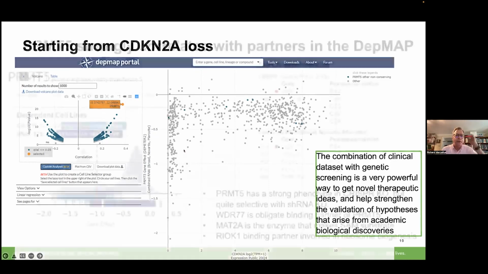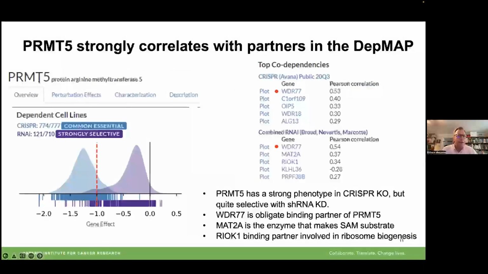Okay, so if we then go back into the DEP map, but now take PRMT5 as our query and say, okay, what's happening when we knock down PRMT5 across 700 cell lines? So here it's just a summary. You can see in RNAi, or the shRNA, it's moderately left shifted from the 0, but not strongly. But you can see there's quite a big tail coming off the left side, really pushing into the area of strong dependency. So it gets scored as strongly selective in RNAi.